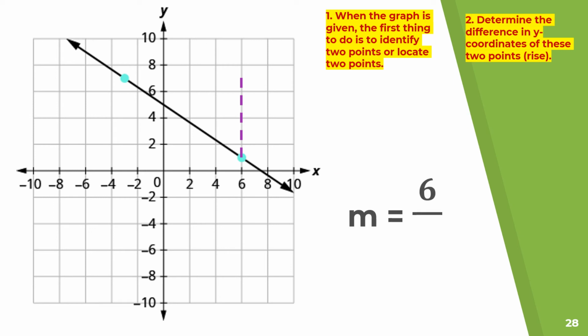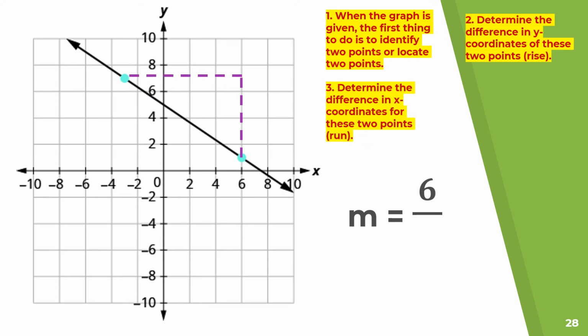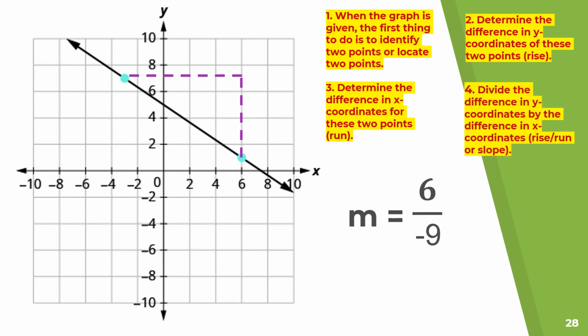Ang run naman natin, determine the difference, run pa left. Pa left kasi class, ang run natin dyan, negative. Ilan man yan? Count natin. 1, 2, 3, 4, 5, 6, 7, 8, 9. That's negative 9. So, divide the difference in the y coordinates and the x coordinates. So, 6 over negative 9, the answer is negative 2/3. That's the slope. Okay?